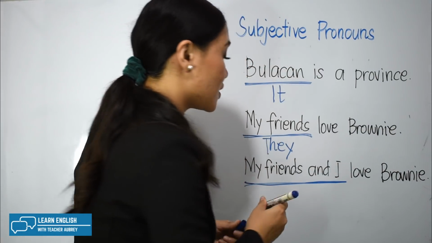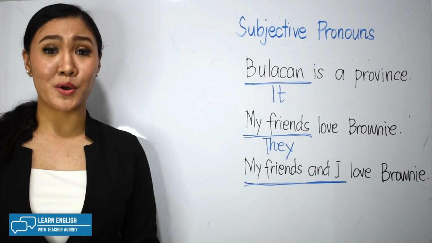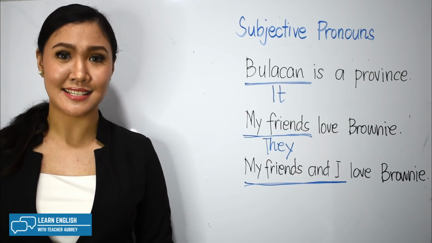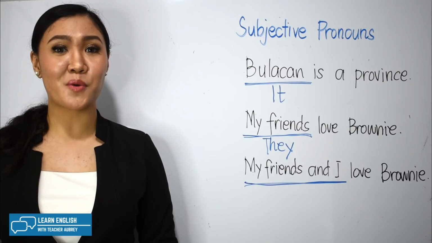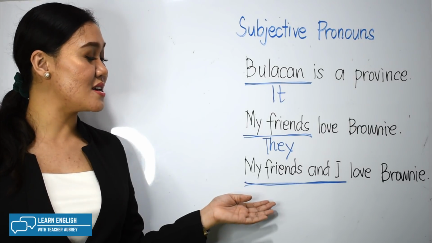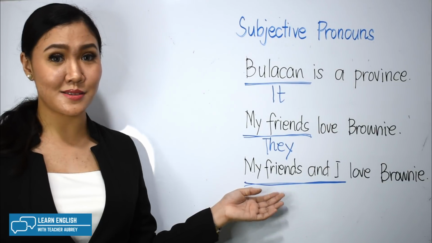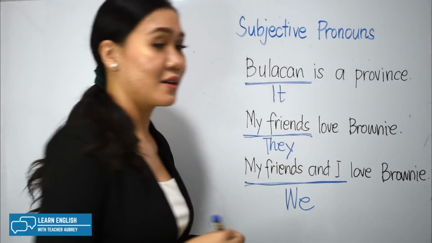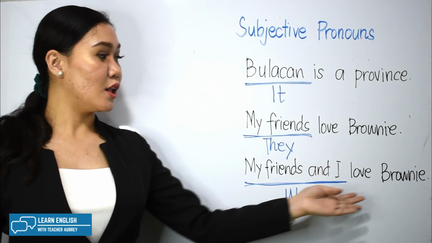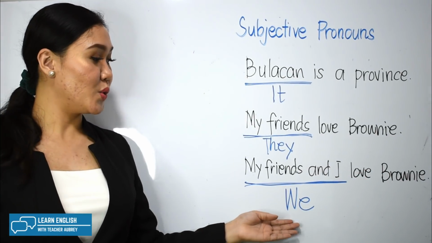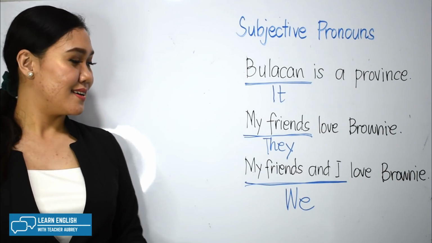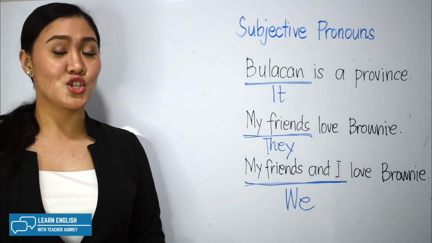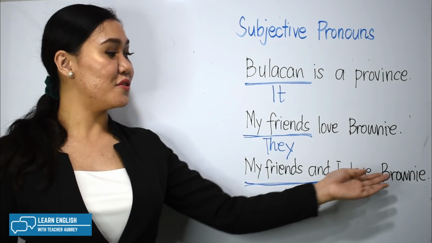I already belong to them. So if I already belong to the speaker or to the doer of the action in a sentence, the correct subjective pronoun to use to substitute these subjects is we. We love Brownie. So the sentence, my friends and I love Brownie, changes into we love Brownie.